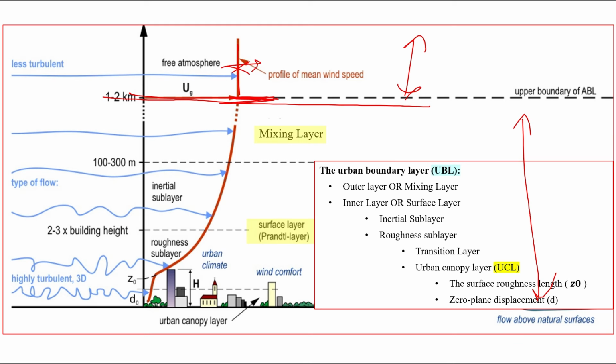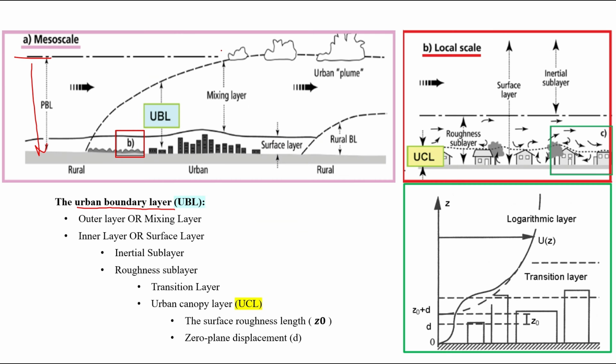It is a constant velocity profile, uniform flow with less turbulence. We leave that. Within the boundary layer, how it varies, that is what we are discussing here. So if we take the urban case, within the boundary layer we have two regions. One is the outer region or the mixing layer, and inside we have the surface layer.